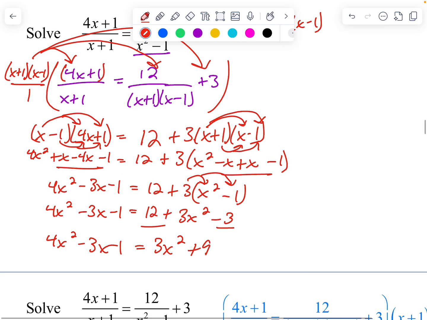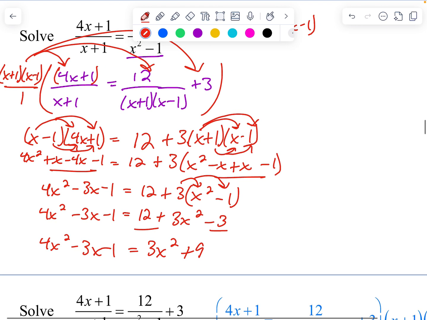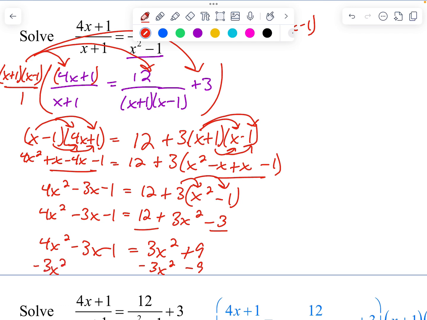And now at this point, since I've got x squareds and x to the first, it's likely that we're going to have to solve this by factoring. And when we solve by factoring, I need one side of my equation to equal 0. So I'm going to move my 3x squared over and my 9 over by subtracting them. And that's going to give me 1x squared minus 3x minus 10 is going to be equal to 0.